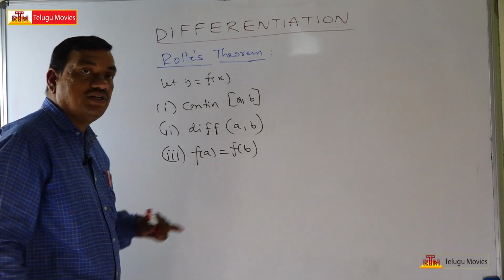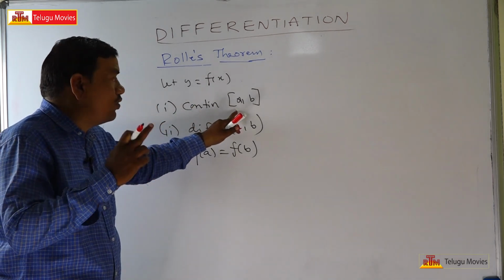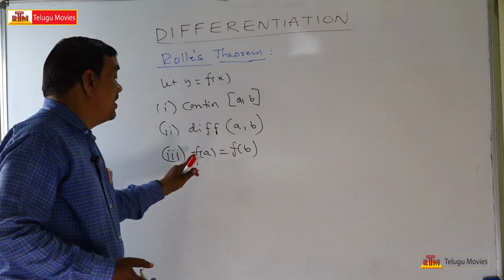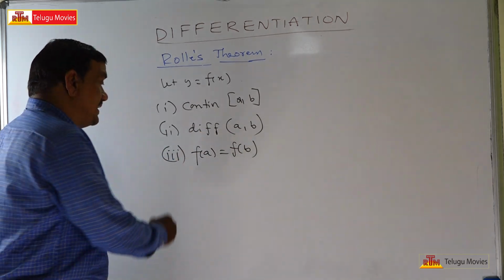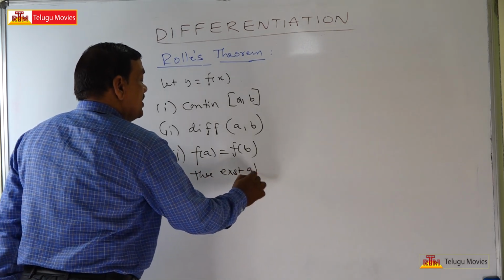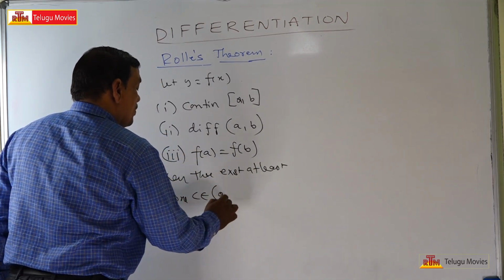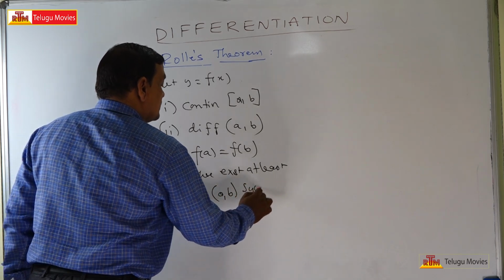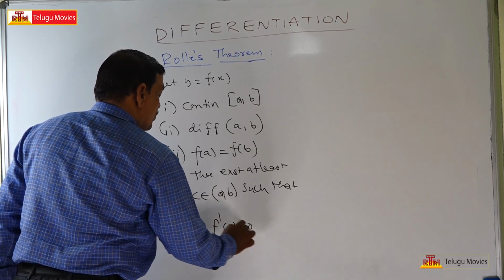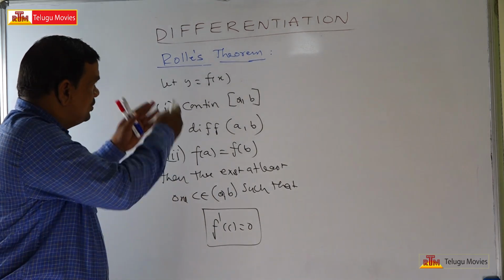So, this function y is equal to f of x is satisfying three conditions. It is continuous in the closed interval [a, b] and differentiable in (a, b), and f of a is equal to f of b. Then there exists at least one c belongs to the open interval (a, b) such that f dash of c is equal to 0. So, this is Rolle's theorem.